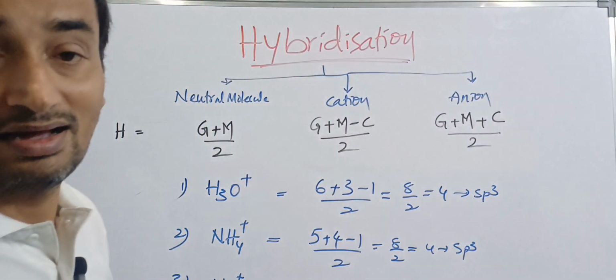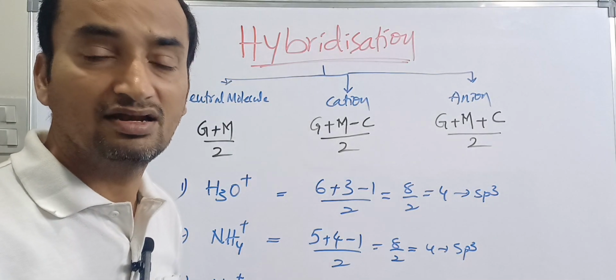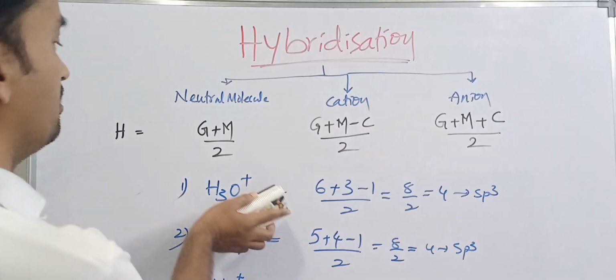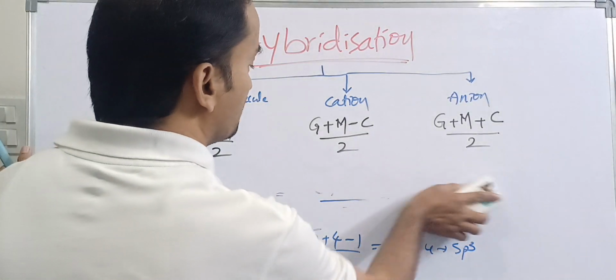So like this you will be able to solve within seconds the hybridization of the central atom of the given molecule, right?